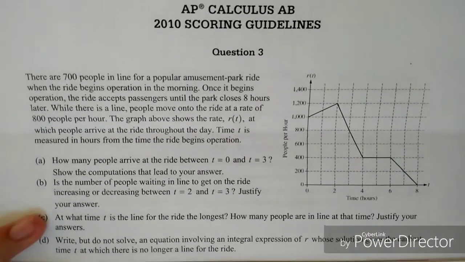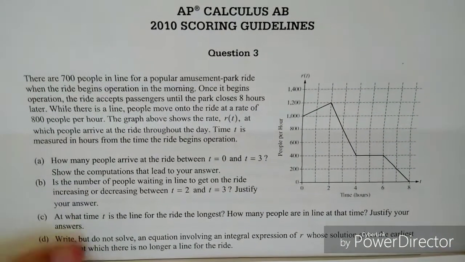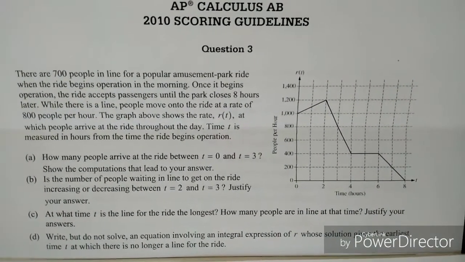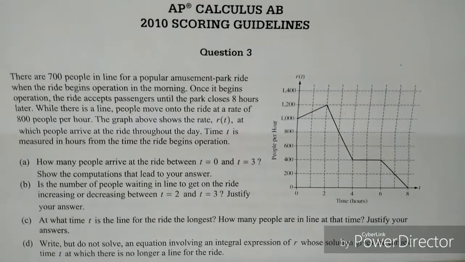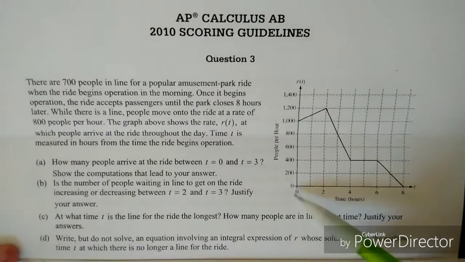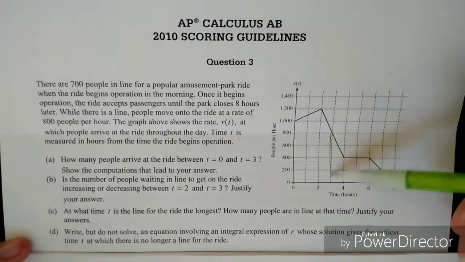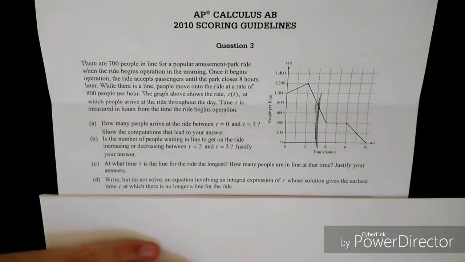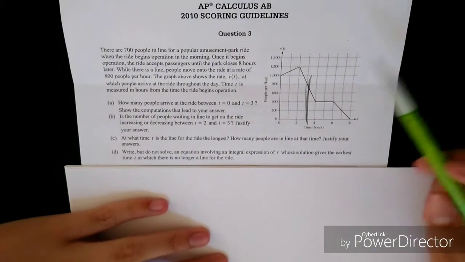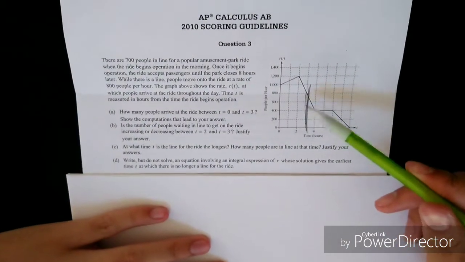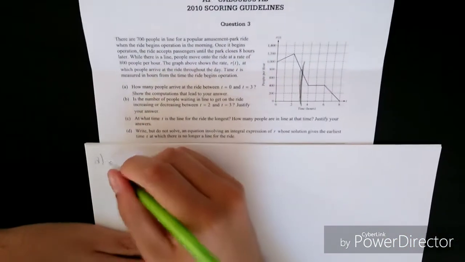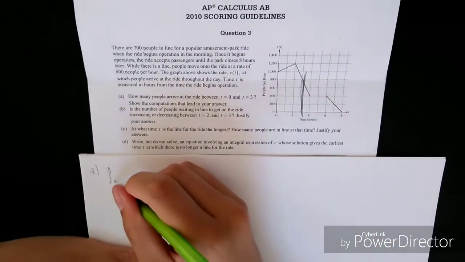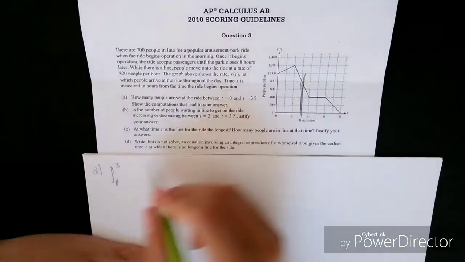For part A, here's our graph by the way. For part A, it's asking how many people arrive at the ride between t equals 0 and t equals 3. Show the computations that lead to your answer. So here, it's asking from 0 to 3. It's asking for the amount of people, so obviously we know that it's area, we're going to have to integrate somehow. So part A, integrate from 0 to 3, R of t, because that's a function.